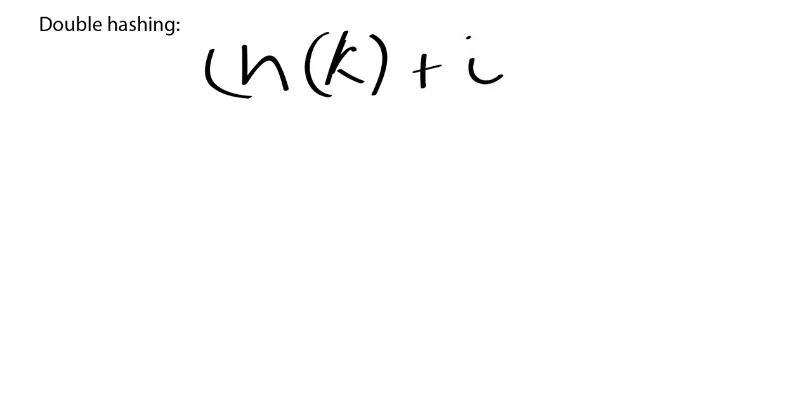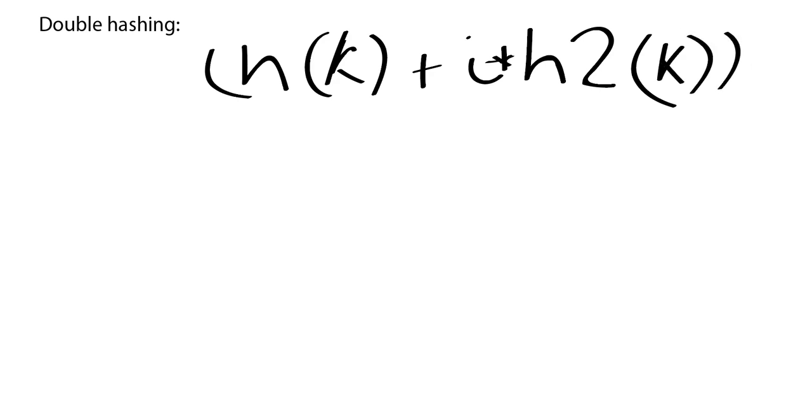So double hashing, right, we have something that looks like this. We have not only one hash function, but rather a second hash function, right? So it's i multiplied by the second hash function applied to that key, and now we mod that with m.